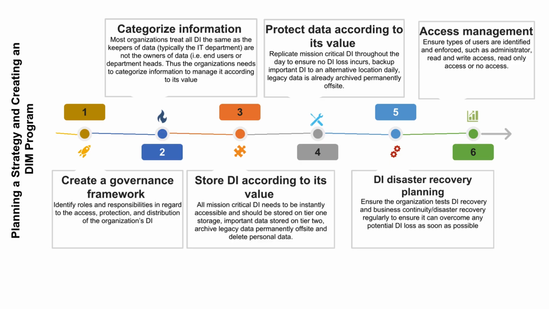Step 4. Protect data according to its value. The organization then applies different protection strategies. Mission-critical data is replicated several times a day to prevent data loss. Important data is backed up daily to an alternative location. Legacy data remains safely archived off-site. This ensures data protection is proportional to the importance of the information.